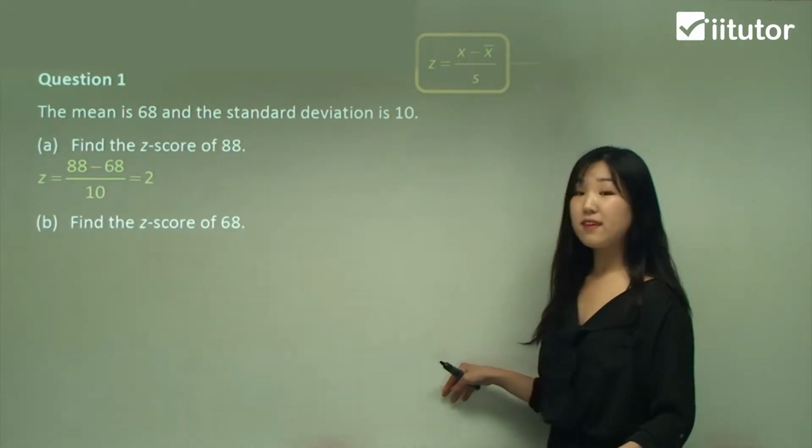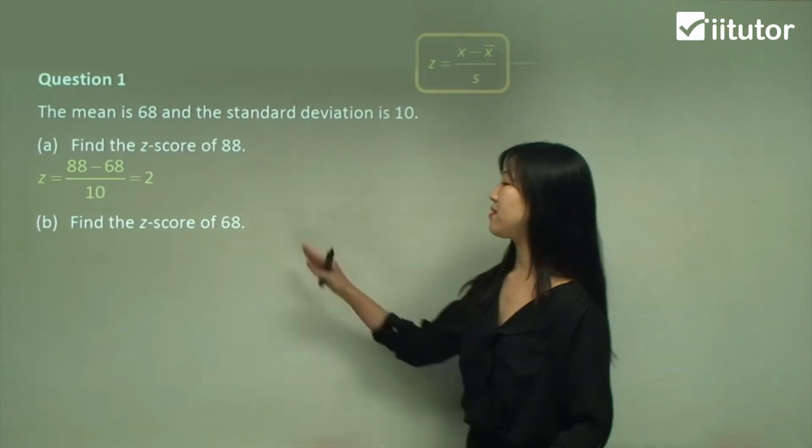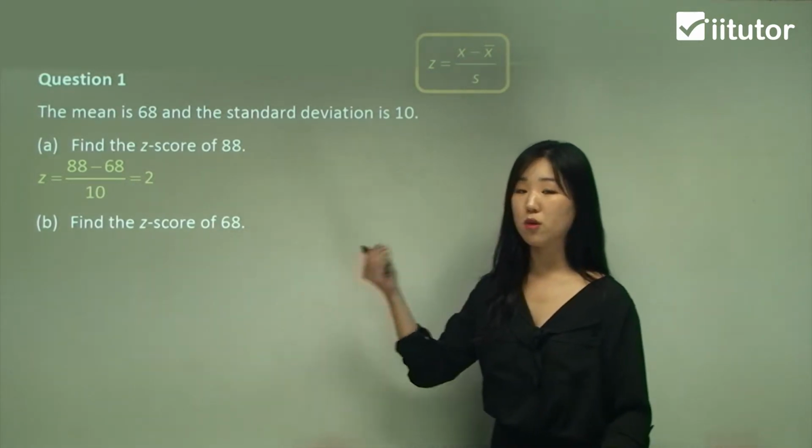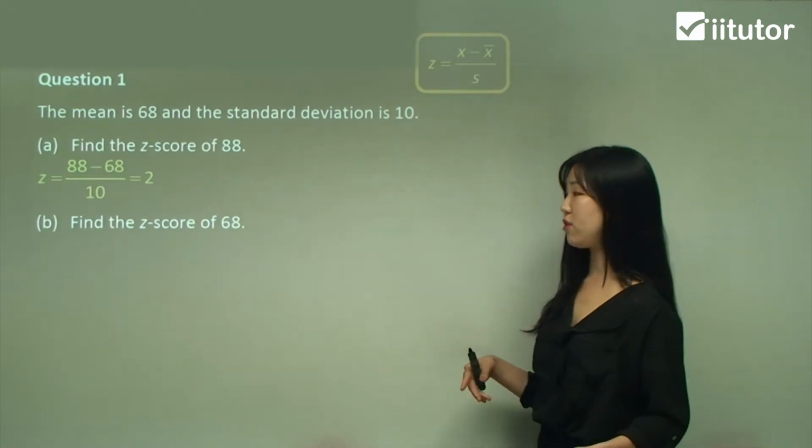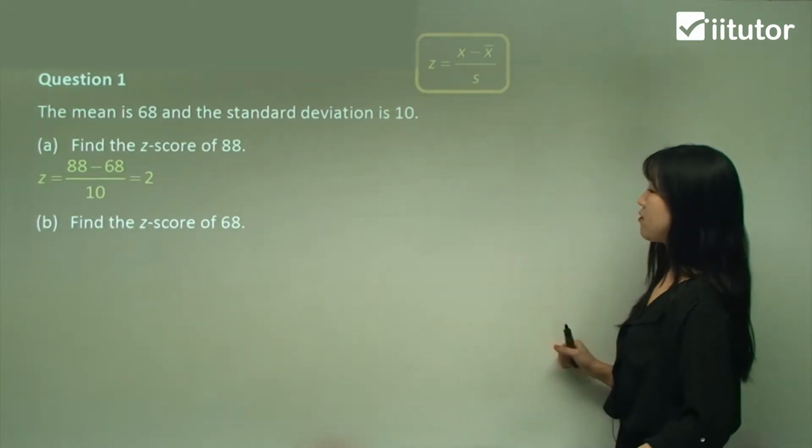Let's try another one. Find the Z-score of 68. So in this case, 68 is the score, and we want to know the positioning of that score in terms of the mean on the normal distribution curve. So put it into the formula again.